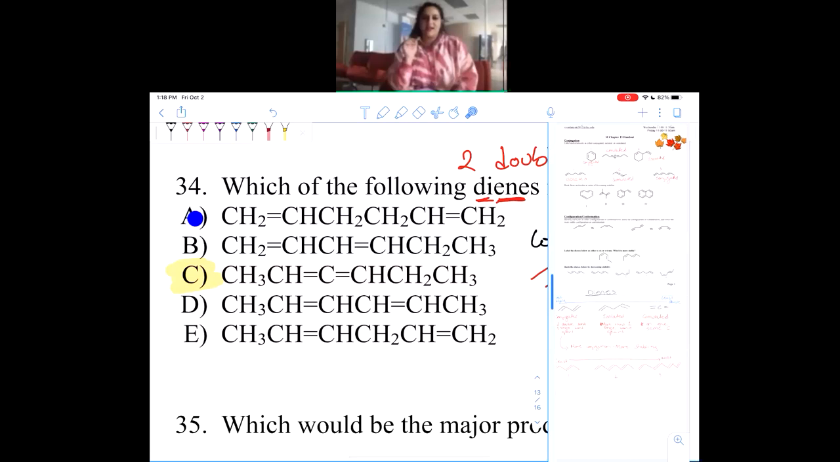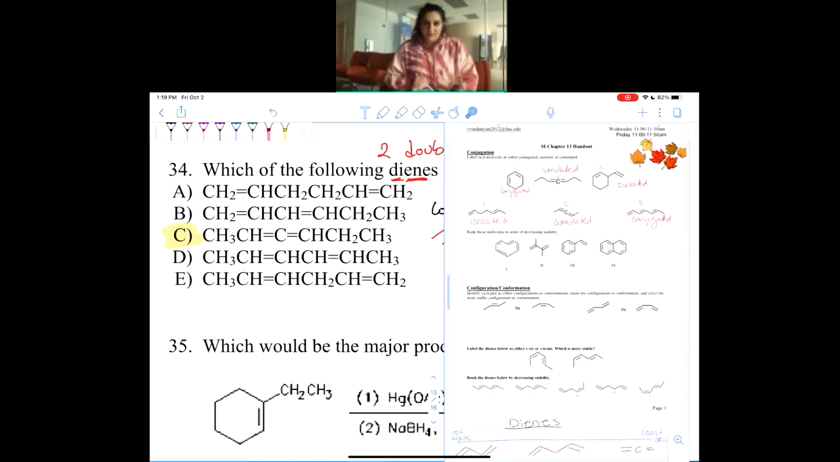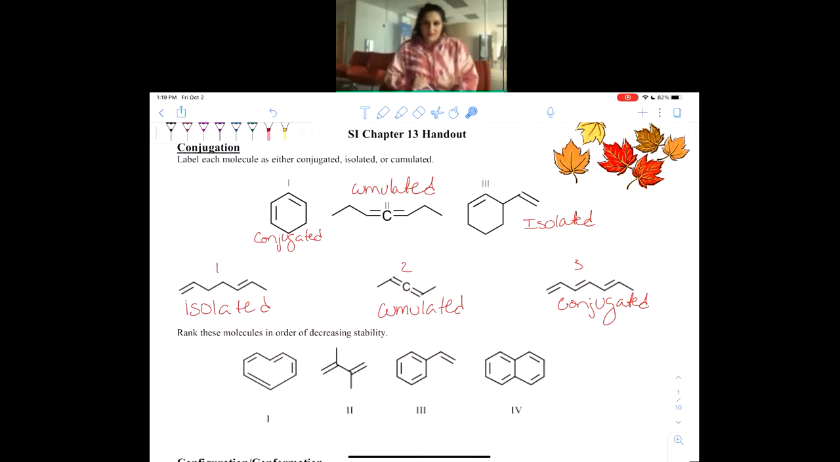So answer choice A, what do we think? Isolated, cool. Answer choice B. Most people are saying conjugated. That's absolutely right. And the reason we know is because it's double, single, double. We already know that C is cumulated. What about D? Conjugated, sweet. And then what about E? Isolated, perfect. You guys are killing it. You guys are already professionals.